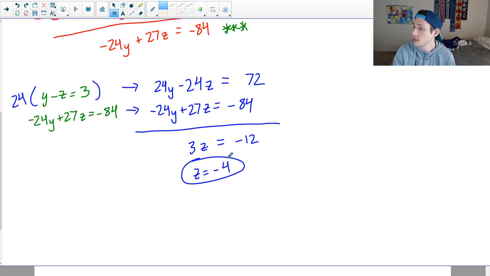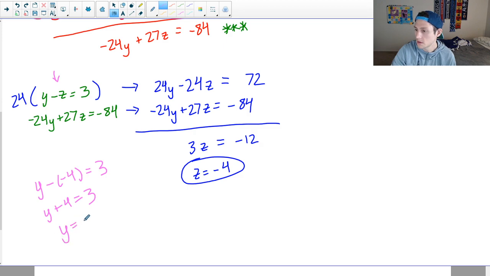But now that I know z, let's go back to one of these green equations, and probably this first one, because that's much simpler, much smaller numbers. So y minus z, y minus negative 4 equals 3. So y plus 4 equals 3. Gives me y equals negative 1.